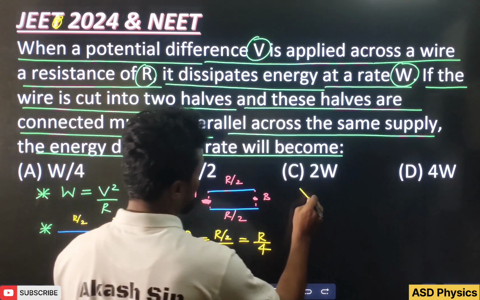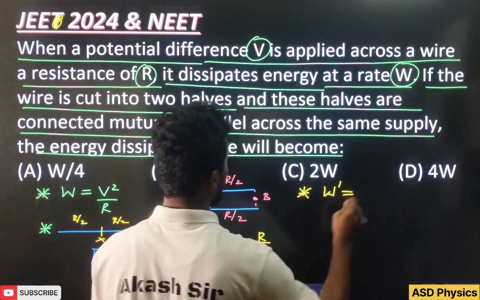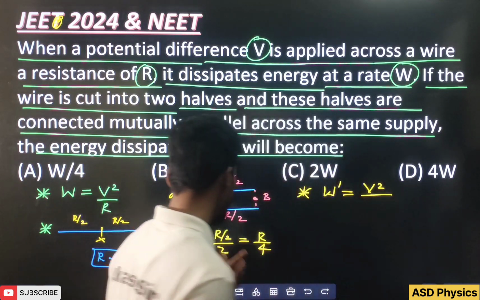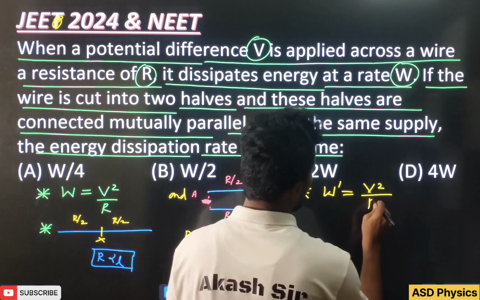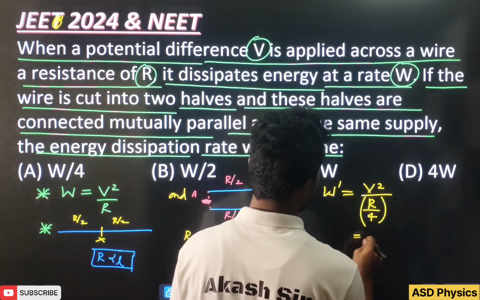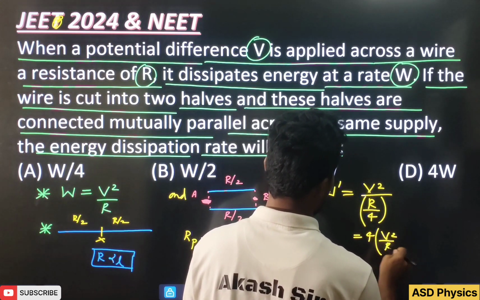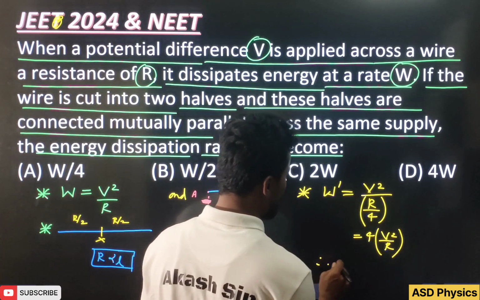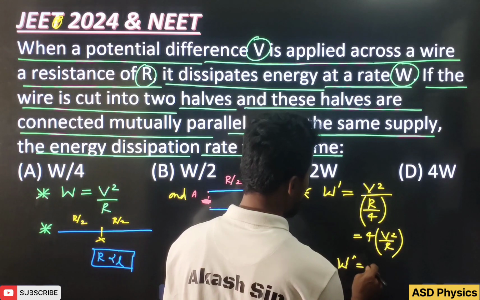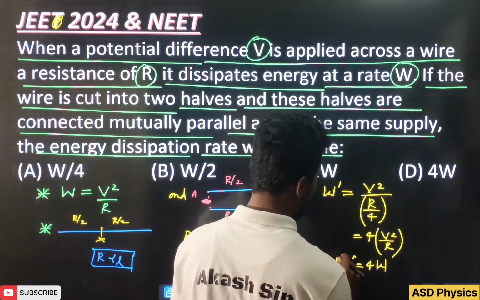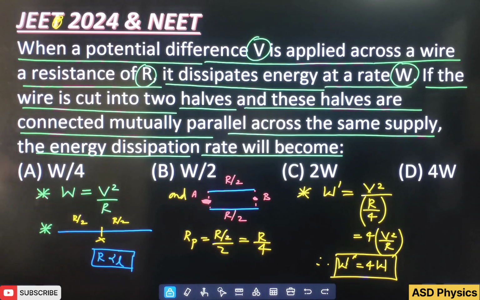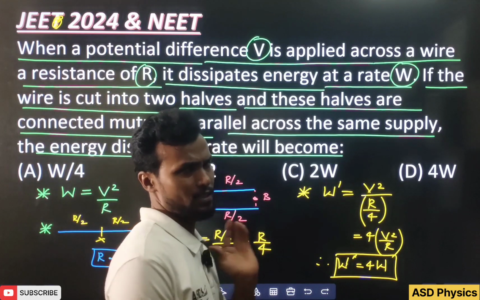Now the new rate of energy dissipation, that means power, is given by V square by R by 4. So this will become 4 times V square by R, and you know V square by R is W. Hence W dash is equal to 4W. Remember that when the wire is cut into two parts, R becomes R by 2, and when connected in parallel, it becomes R by 4.